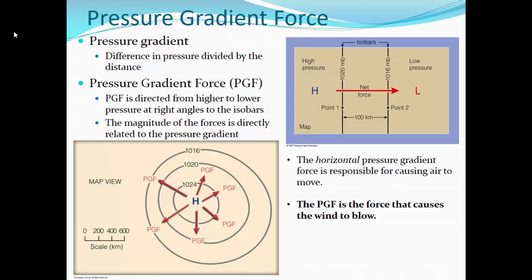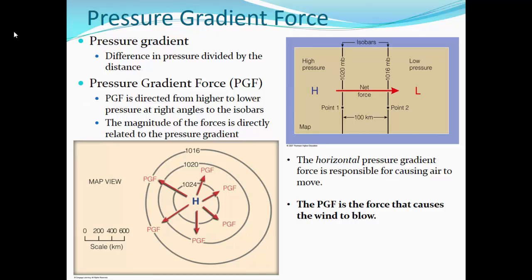The pressure gradient force is the force from high pressure to low pressure. It is the difference in pressure divided by distance. That is the pressure gradient. The pressure gradient force is directed from higher to lower pressure, and that force is at right angles to the isobars. Our red arrow showing the net force from high pressure to low pressure is at a right angle to the isobars. The magnitude, or the strength, of that force is directly related to the pressure gradient, meaning in our illustration, it was 4 millibars over 100 kilometers.